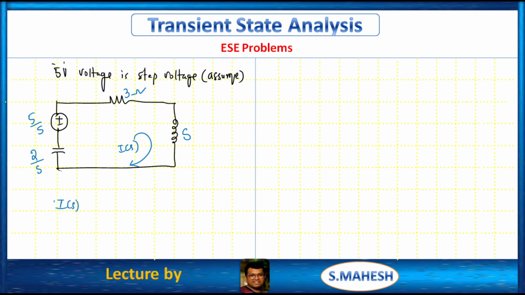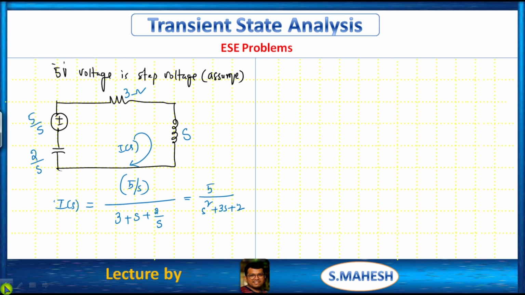So from this, I of S should be equal to 5 by S by, simple, R plus Ls plus 1 by Cs, that is voltage by R plus Ls plus 1 by Cs, clear, which is equal to 5 by S square plus 3s plus 2, that's it.